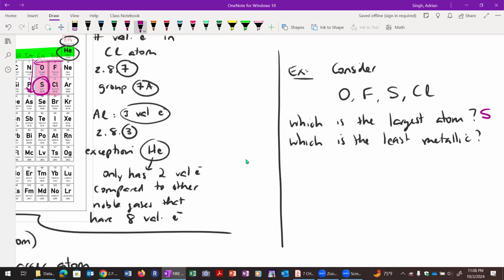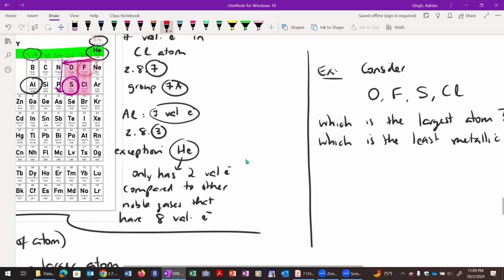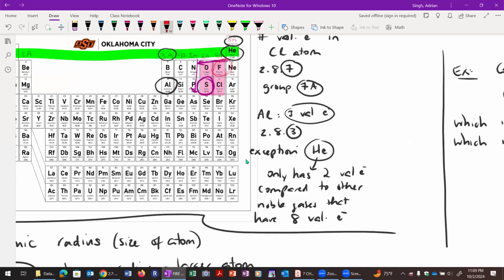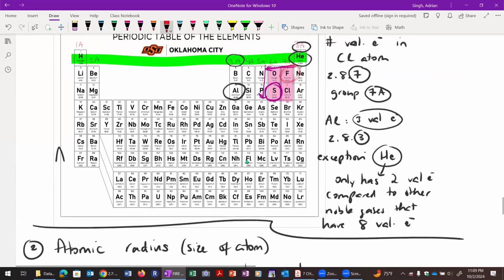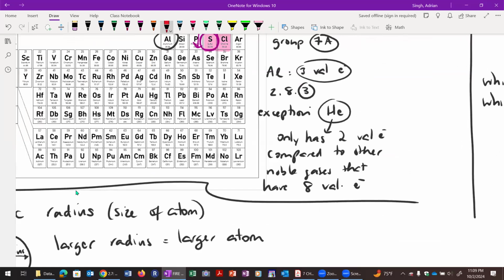And then that is the same trend for metallic character. So the most metallic will be to the lower left, which means the least metallic then has to be in the opposite direction, which would be the upper right side. So that would be fluorine, or F. So when you're comparing, when you have to rank the elements, find them on the periodic table and then apply the general trend in whatever characteristic or property you're looking at.